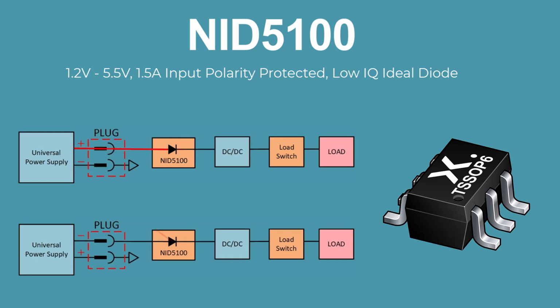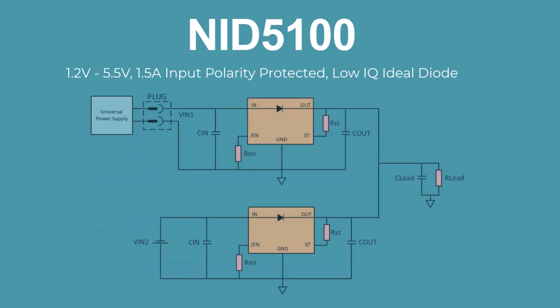In power chain designs, ideal diodes are typically placed at the power input to provide protection similar to a traditional diode. The NID5100 can also be used in a wide array of applications requiring multiple power supply inputs.